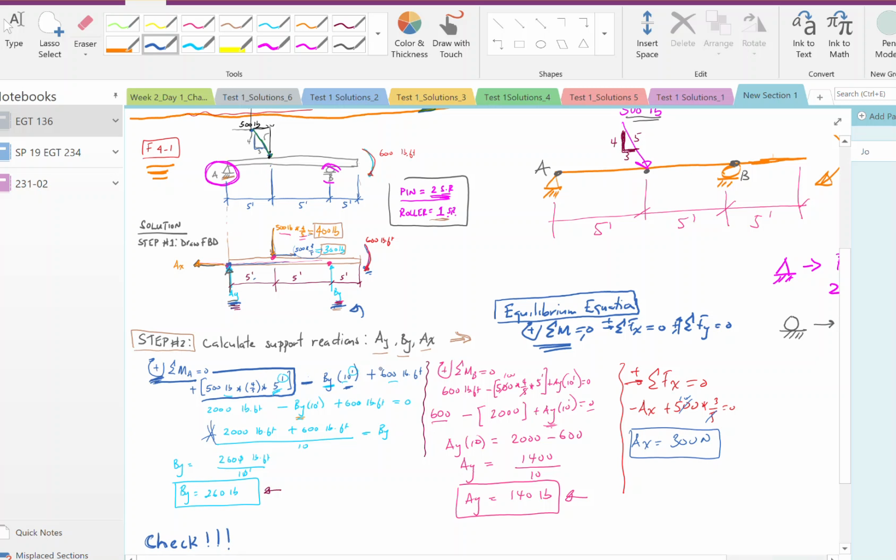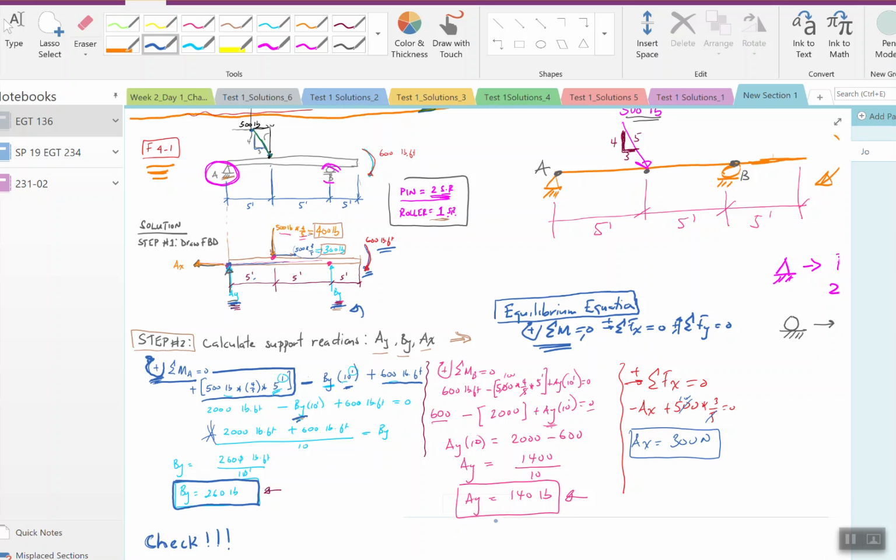And our next moment will be this 600 foot-pounds right at the edge here, and that's what you have here. It's going clockwise, which is in accordance with what I chose from the beginning. So when you do the math, you get 200 foot-pounds minus By of 10 plus 600 foot-pounds equals 0. Then you solve for By.